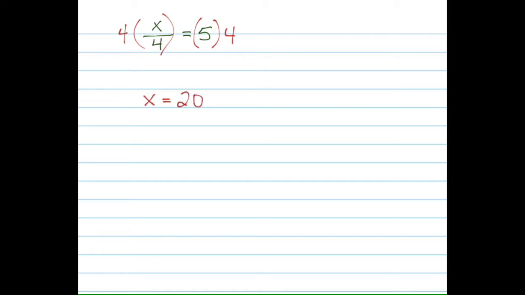What do we do next? Check our answer. Does 20 over 4 equal 5? Yes. So x equals 20 is our answer. Everybody good so far? All right, now for everybody's favorite topic. Fractions. I love fractions.